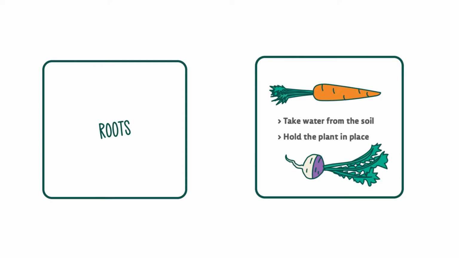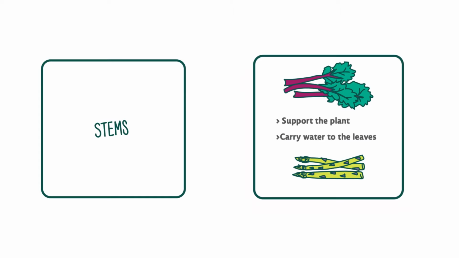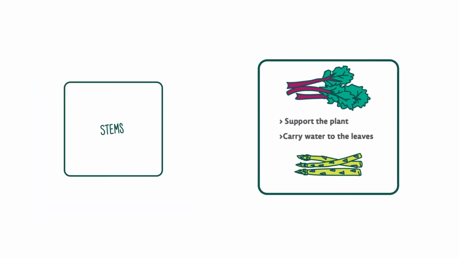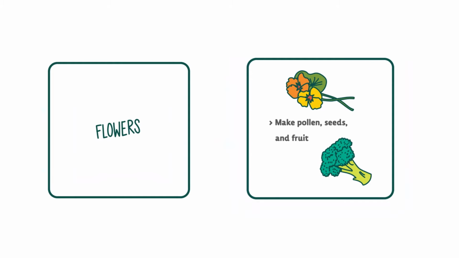We are going to review the 6 plant parts one more time. So first we have the roots, which take water from the soil and hold the plant in place. Then we have our stems, which support the plant and carry water to the leaves. Then we have our leaves, which make food for the plant with sun and air. And then we have our flowers, which make pollen, seeds, and fruit.